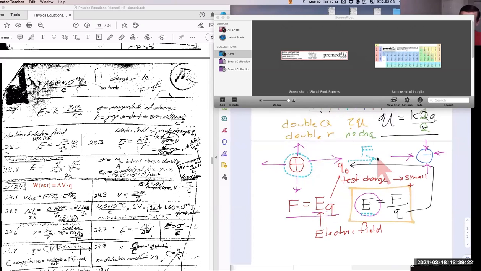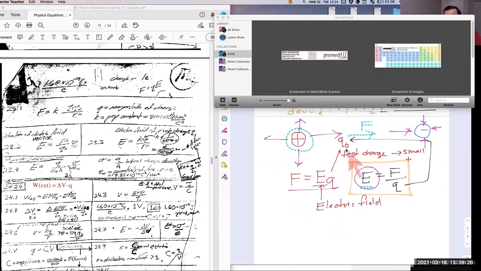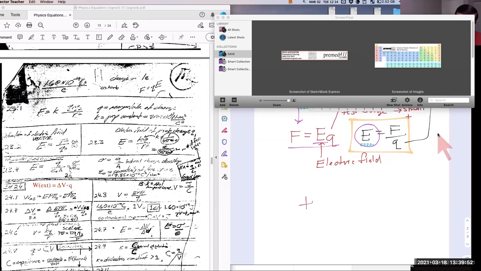So the electric field may be thought of as the force that will be placed on a test charge when placed next to a larger charge, when it's positive or when it's negative. When it's positive, the force will be this way. When it's negative, the force will be that way. So when we have a positive charge, we're looking at the electric field doing this.